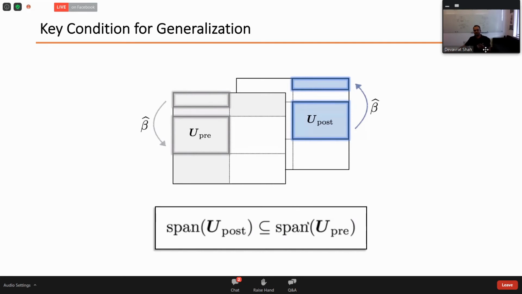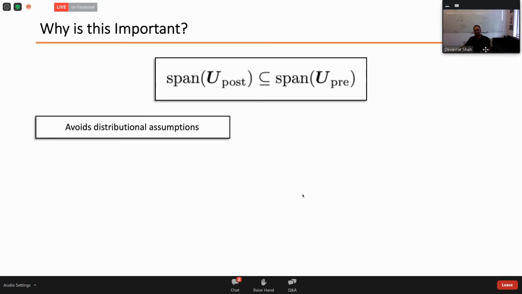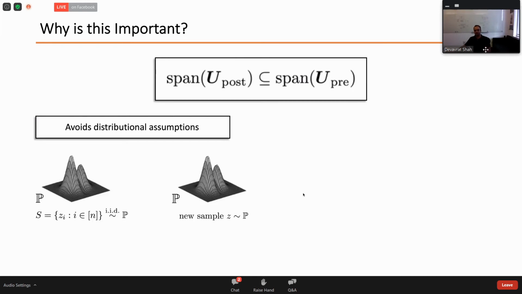Now, this necessary condition, we can verify it in a data-driven manner, and that's why we are stating it here. And once we have this, a nice, simple linear algebraic constraint, we can build a hypothesis test and build sort of a simple generalization theory on it.